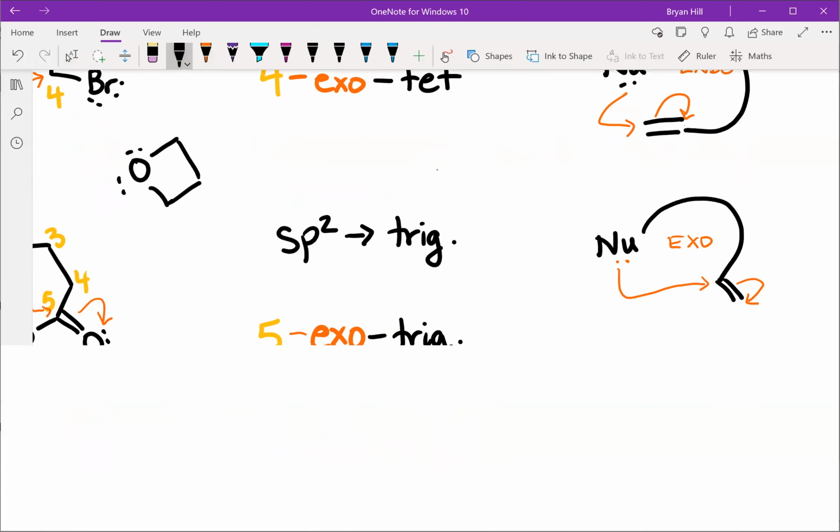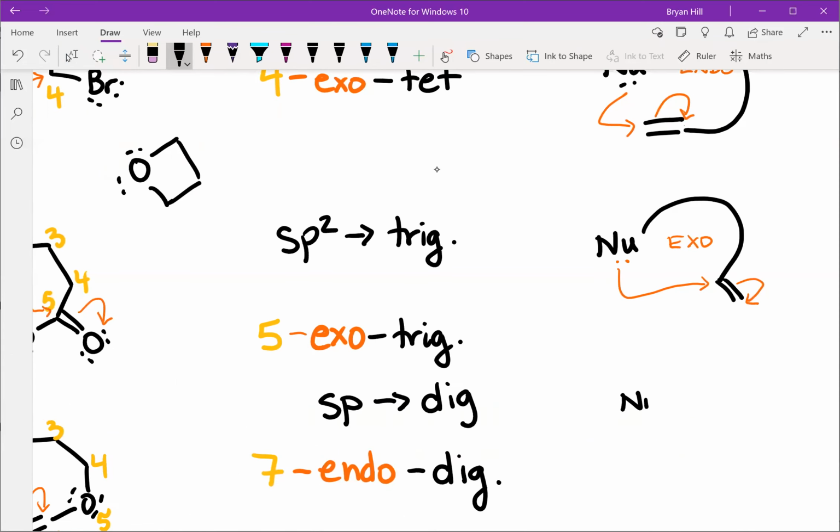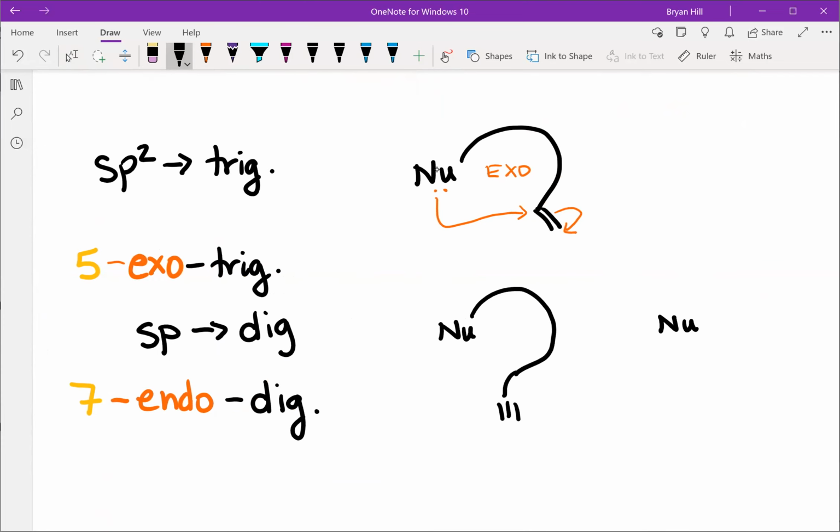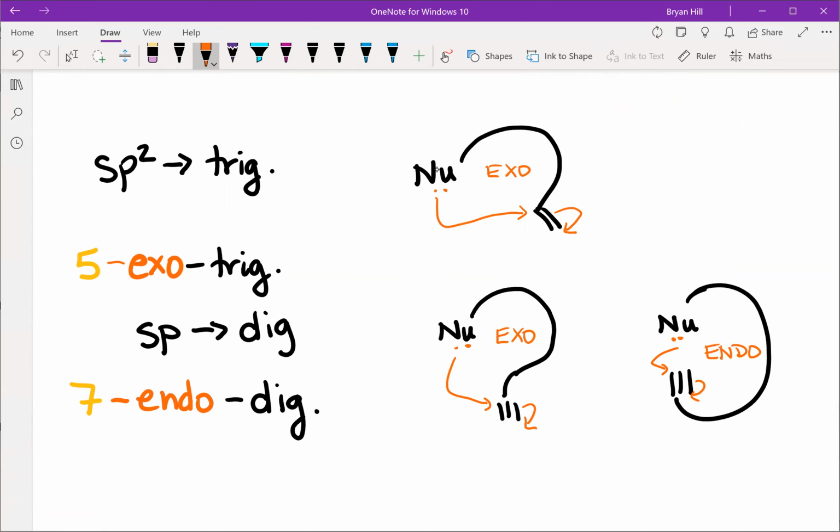Another example would be, say, a nucleophilic end. So if this attacked in such a fashion and those electrons move outside, this would be exo. And if it attacked on the end here and it became still part of the ring, this would be endo. So that's basically how these types of things work.